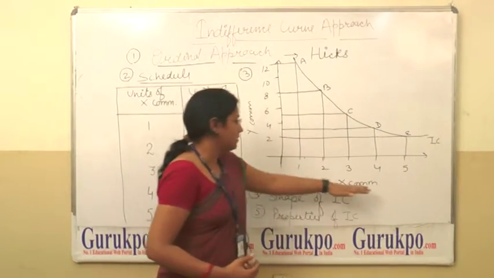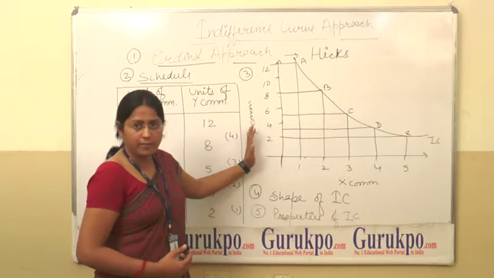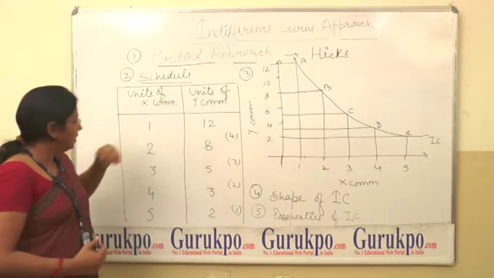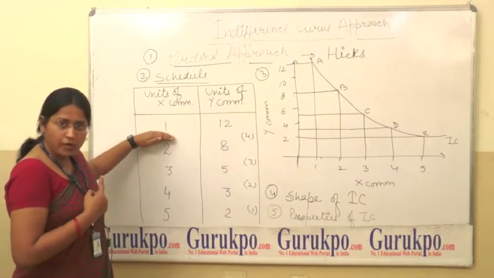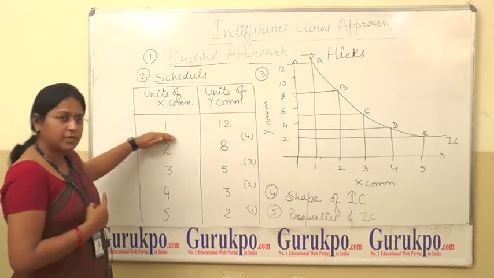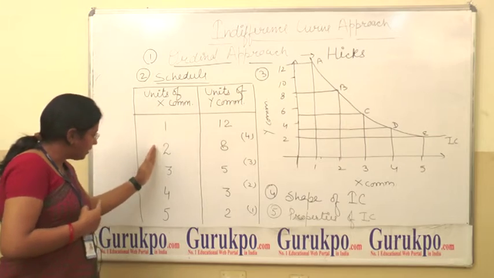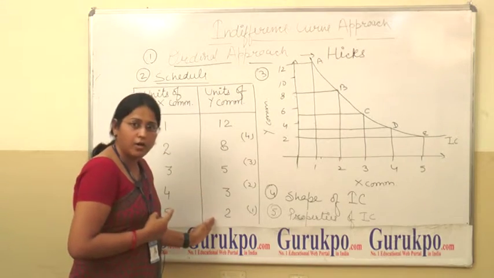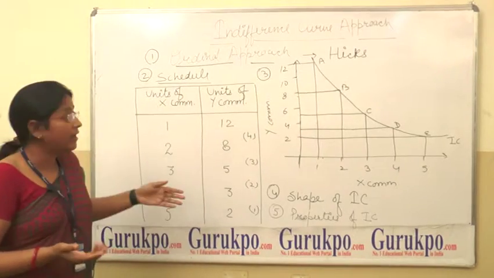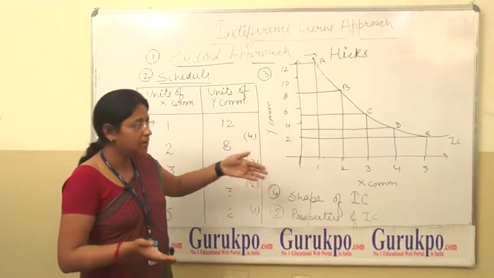On the X axis we take X commodity, on the Y axis we take Y commodity. We can see in the schedule, if we are consuming 1 unit of X commodity, we are consuming 12 units of Y commodity, and as we increase the quantity of X, we have to decrease the quantity of Y. Why do we have to sacrifice the commodities? Because we have limited resources.